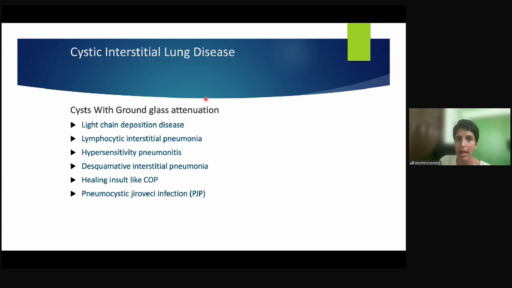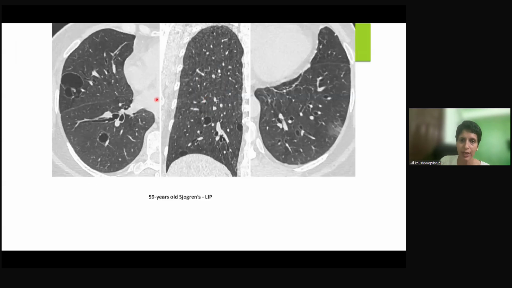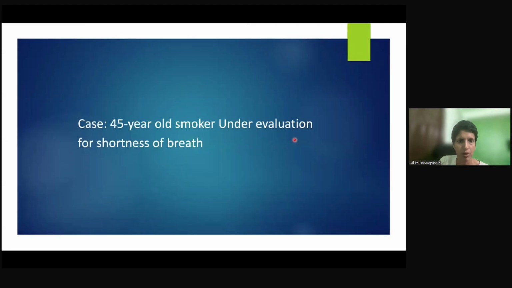a background abnormal lung. For example, you see cysts and you see a diffuse ground glass haze all over the lung. She's a 59-year-old, known case of Sjogren's. The diagnosis is straightforward. It is lymphocytic interstitial pneumonia. If it was an immunocompromised patient, and you see cysts with such ground glass, then Pneumocystis jirovecii is the first thought that should come to your mind. So let's see a couple of cases.